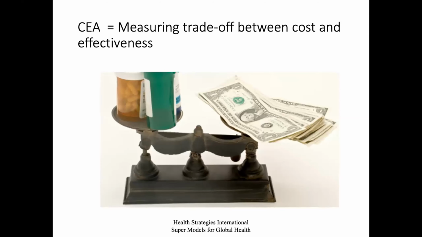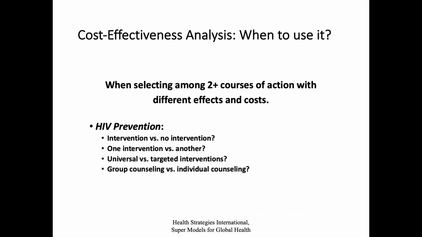It measures the trade-off between cost and effectiveness. We are willing to pay more often, but what do we get for that? What do we get in terms of achieving our goal, which is, again, usually in our field, clinical gains? Cost effectiveness analysis needs to select among more than one course of action. One of those courses of action can be status quo or no intervention, but it's always a comparison. Intervention A versus no intervention, intervention B versus A, intervention B versus A versus no intervention.